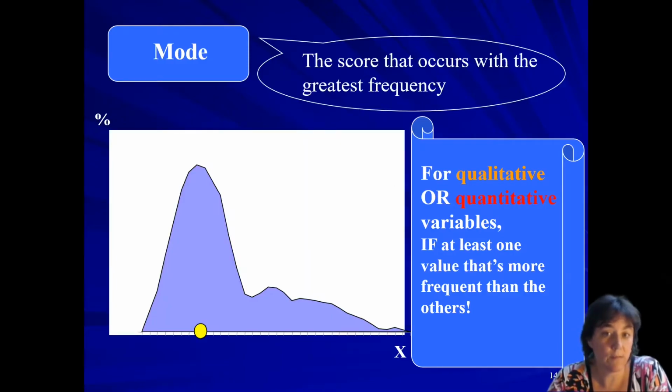Let's see a distribution, and here you can see that this is the value of variable x that is the most frequent. It's true that it's more frequent than the others. Whereas if you would have a flat distribution, then there would be no mode.